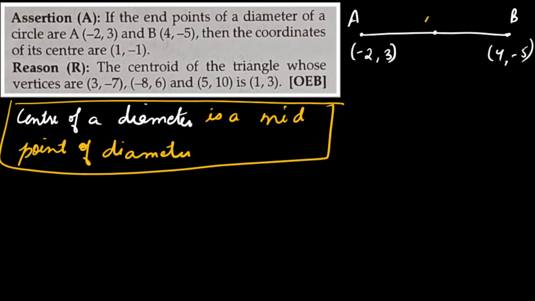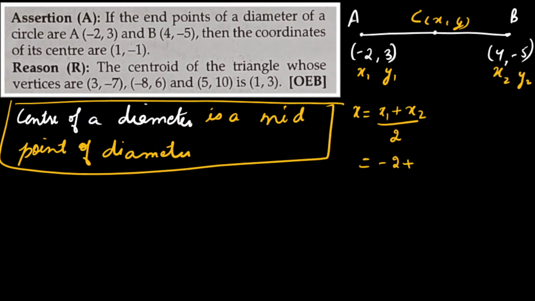So here I'll write x, y, because this is, let us write it as C. So A is (x1, y1), and B's coordinates I'm writing as (x2, y2). So let us find the coordinates of the center. x is equal to, again the midpoint formula because the center is a midpoint, (x1 plus x2) by 2, which is (-2 plus 4) by 2, equals 2 by 2, which is 1. Now the y coordinate: 3 plus -5 by 2.